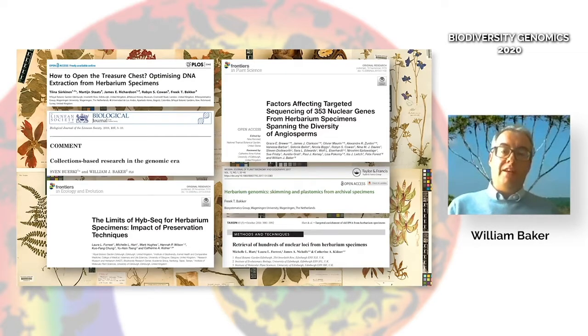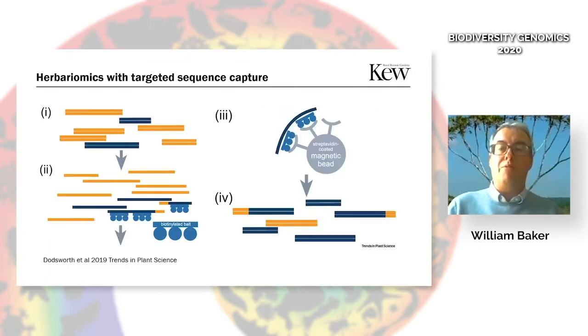Now, of course, that DNA is not of the same quality as you would get from a living plant. So to work with these specimens in a genomic context requires some compromise, which is why for many of us working with the big herbariomic push, we're now focusing on targeted sequence capture as the optimal approach, a method that can pull out thousands of genes from even the most fragmented of DNA.